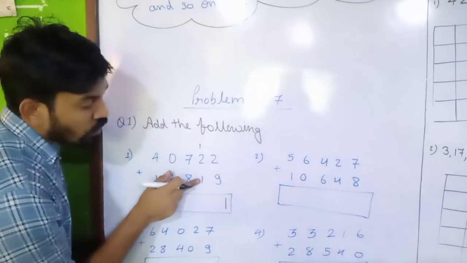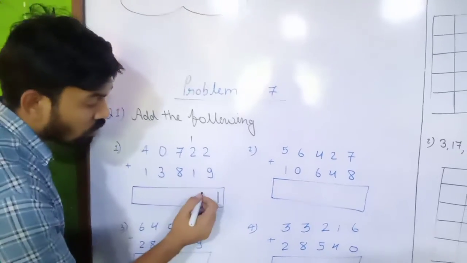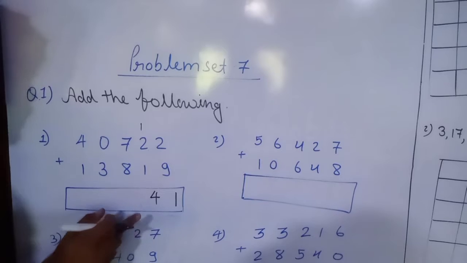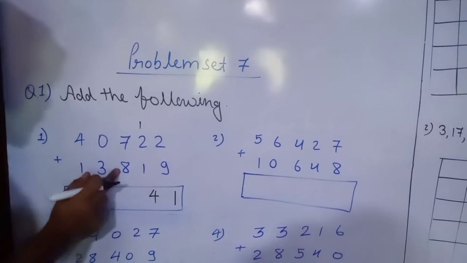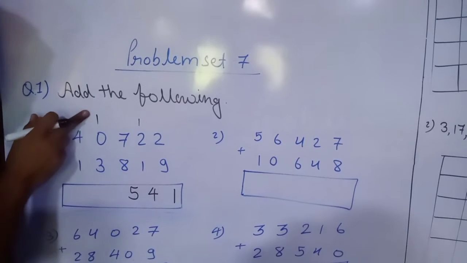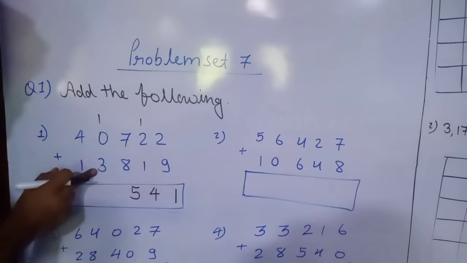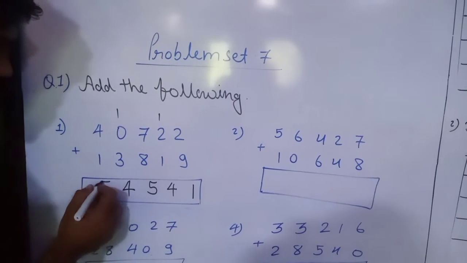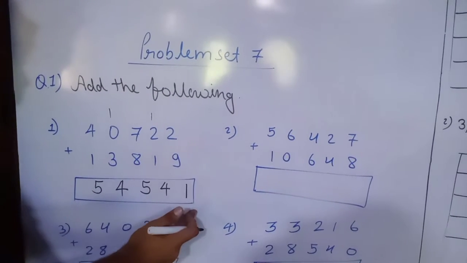So 2 plus 1 is 3, plus 1 is 4. Here we got one digit, so it can be written here only. 7 plus 8 is 15, 5, 1 carry. 1 plus 0 is 1, plus 3 is 4, and 4 plus 1 is 5. This way we can do the addition.